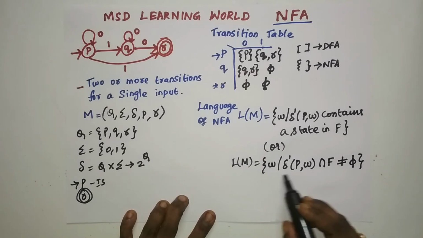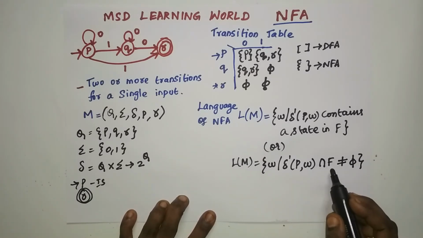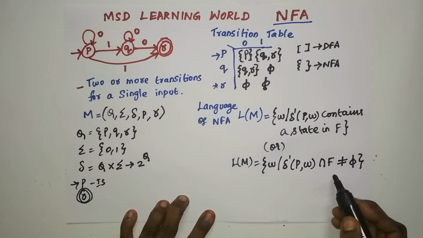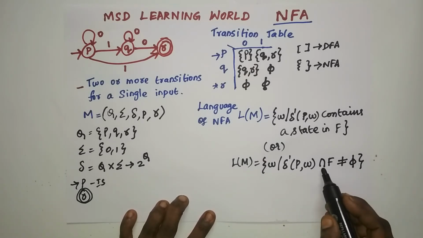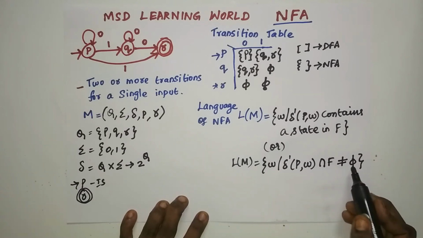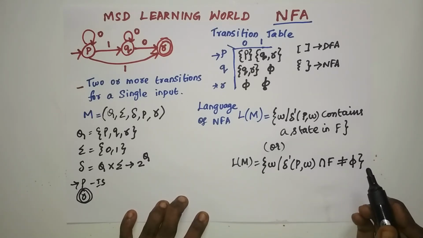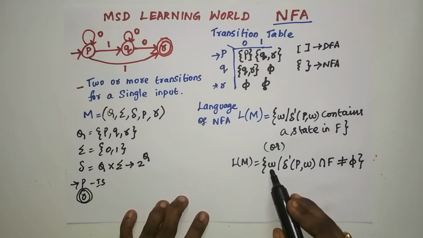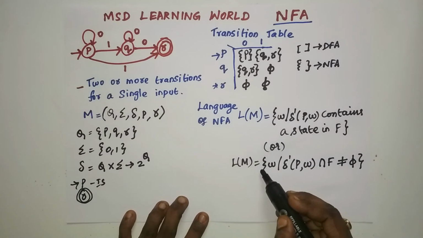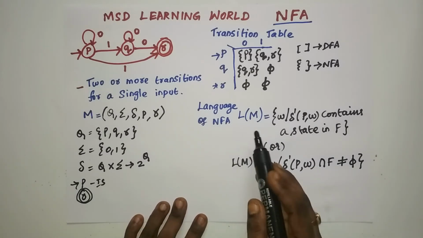Whenever the set of all reached states intersected with the final state is not equal to an empty set, it means the result compulsorily has a final state. If you have a state present in the final states, then the intersection is not going to be an empty set, and the string is accepted by reaching a final state. So these are the two representations for the language of an NFA.